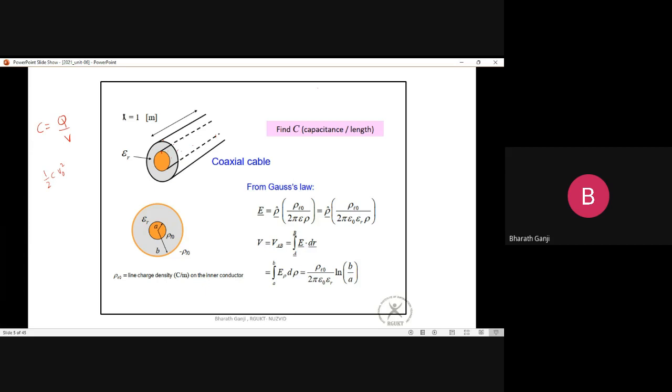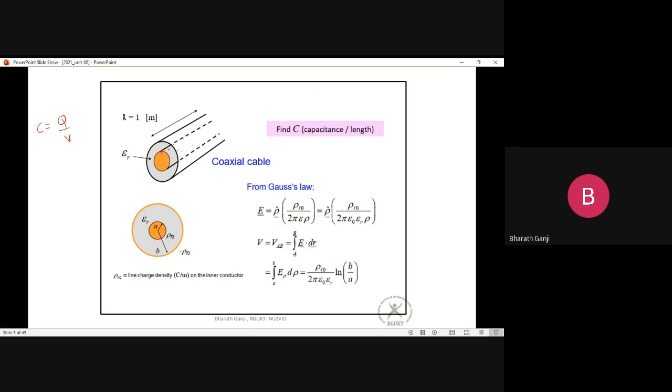That is another way of doing it. Okay, so here I am not going with the energy method, I am going with the normal method which we used to do, that is Q by V. Okay, so here we need to calculate the charge, what is the charge on the surface.